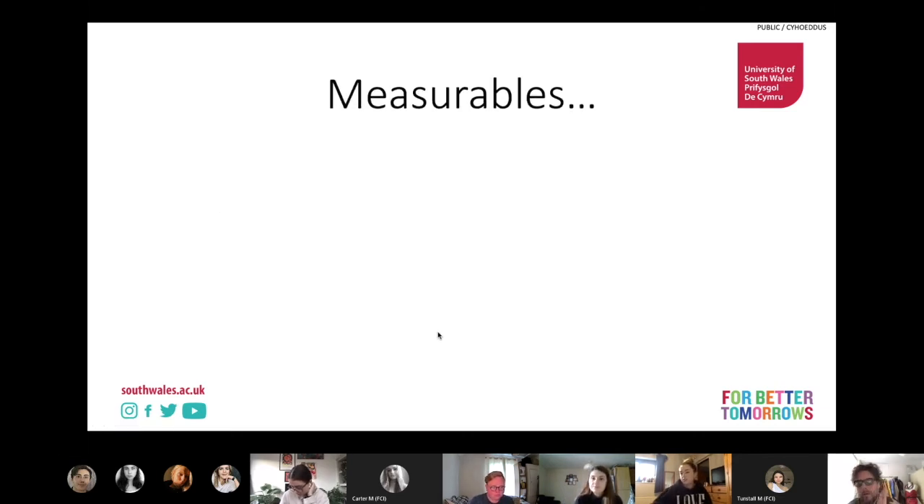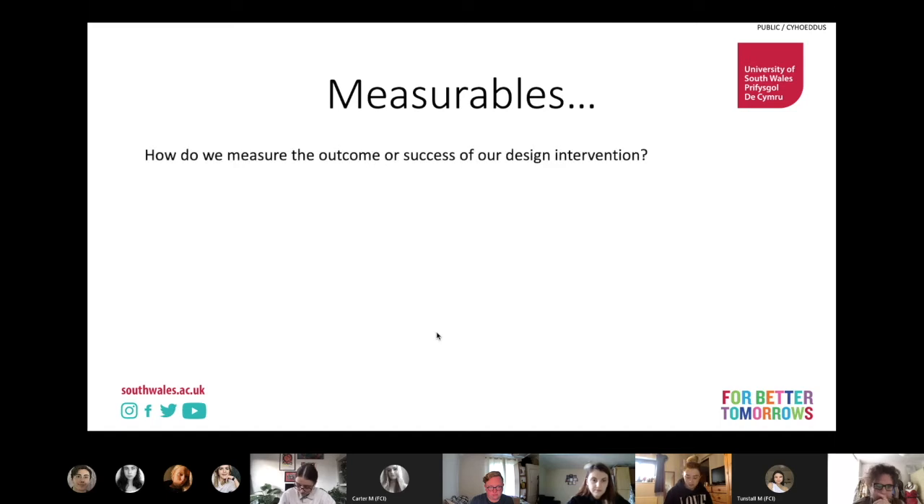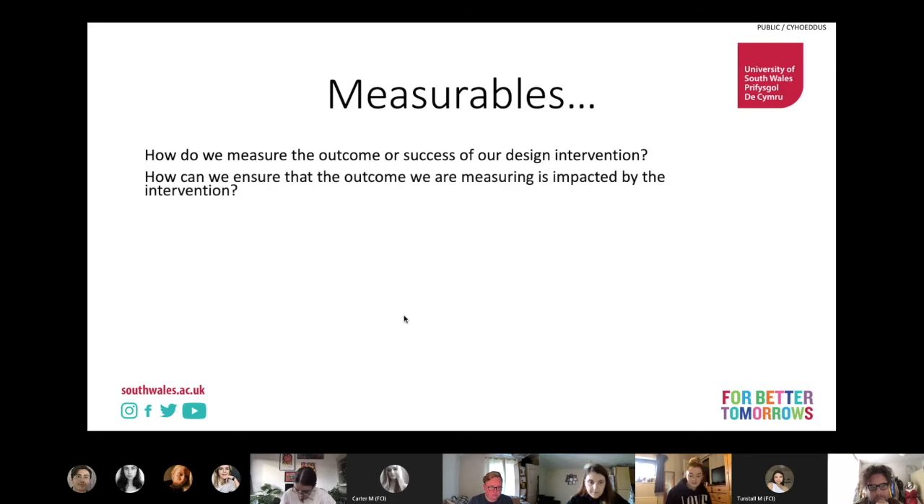So when we're looking at all of these motivators, we need to figure out how we can actually measure them. How do we measure the outcome of success of our design intervention? That's a really tricky one. That's one we're going to spend the entire term really tackling. How can we ensure that the outcome we're measuring is impacted by the intervention? This is really, really key and really important.